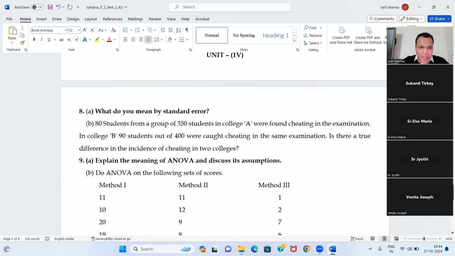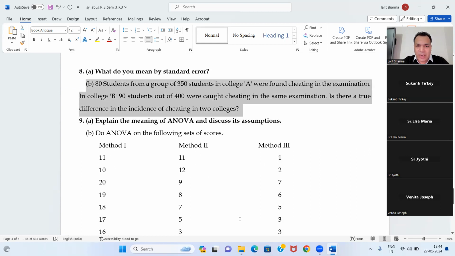And one numerical part has come. 80 students from a group of 350 students in college A were found cheating in the examination. In the college B, 90 students out of 40 were caught cheating in the same examination. Is there a true difference in the incidence of cheating in two colleges? अब difference निकालना है इसके लिए, right. तो difference के लिए अभी syllabus में मैंने क्या discuss किया था, what I have discussed, if you want to calculate the difference between the two means, तो you always apply the t-test. If you want to obtain the difference between three means, मतलब three scores, different scores हैं, तीन scores हैं, तीनों में से you want to check that what is the difference between A, B and C, then you use ANOVA. Very much easy.